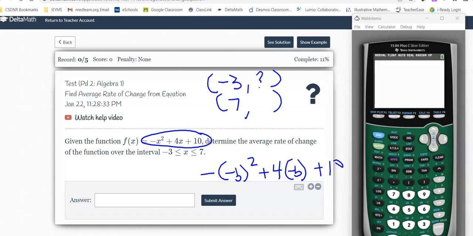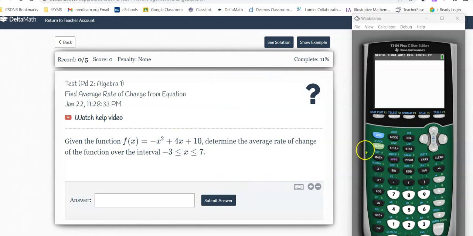You could type that whole thing into your math button here, but I don't even want to do that. So here's what I'm going to do. I'm going to go straight to my y equals button. I'm going to clear out any old math. I'm going to type this function right in my calculator. Make sure you use the negative sign and not the subtraction sign. Negative x squared plus 4x plus 10.